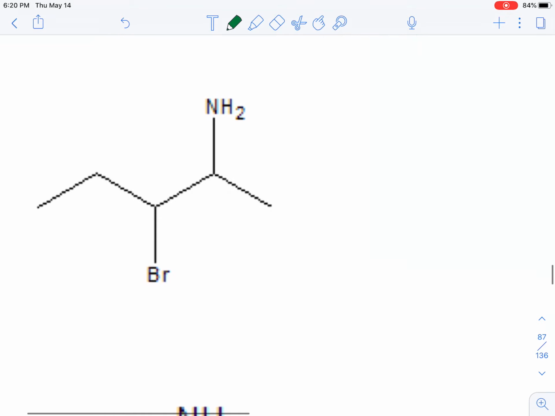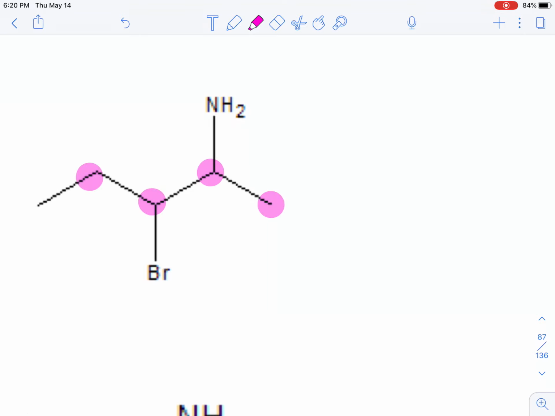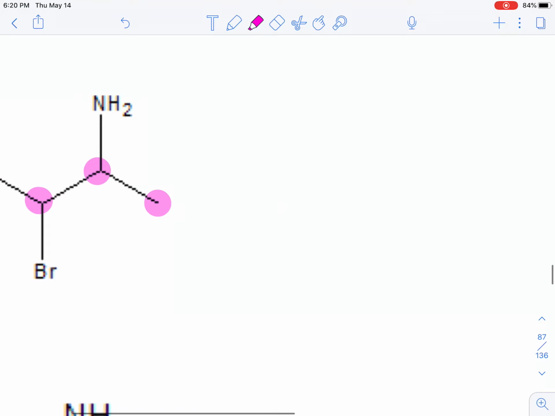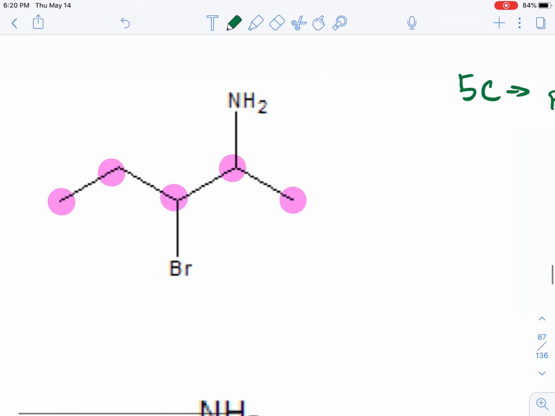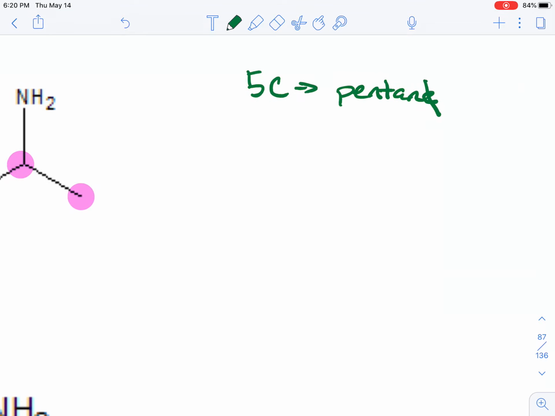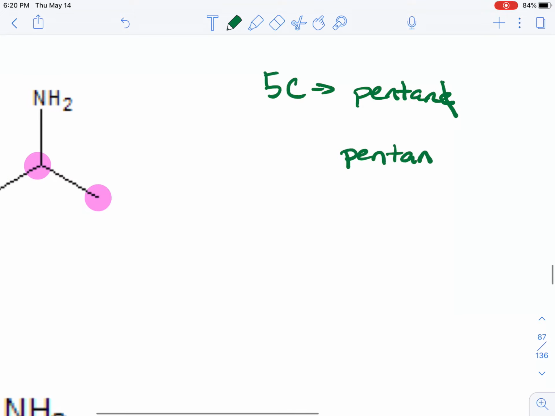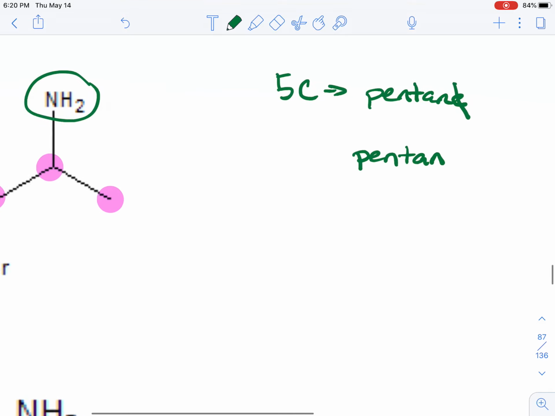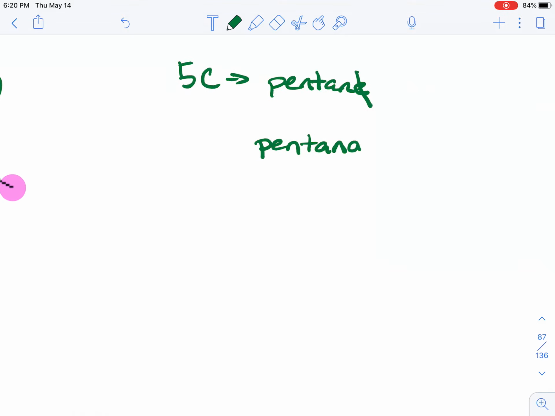So let's go ahead and look at this organic compound. So here we have 1, 2, 3, 4, 5. And so with a 5 carbon compound, we know that we're going to be using pent as the prefix. Since they're all single bonds, this is pentane. Cross out the E, we have pentan, and then we need to indicate to the reader that we have amine. So this is pentanamine.